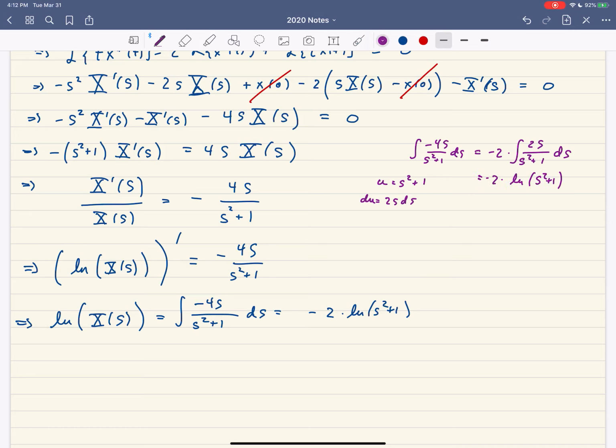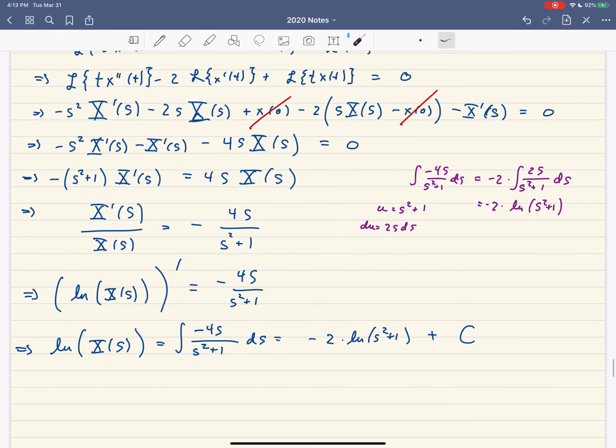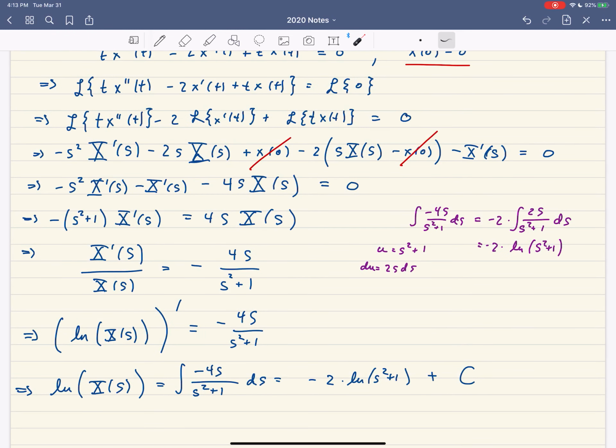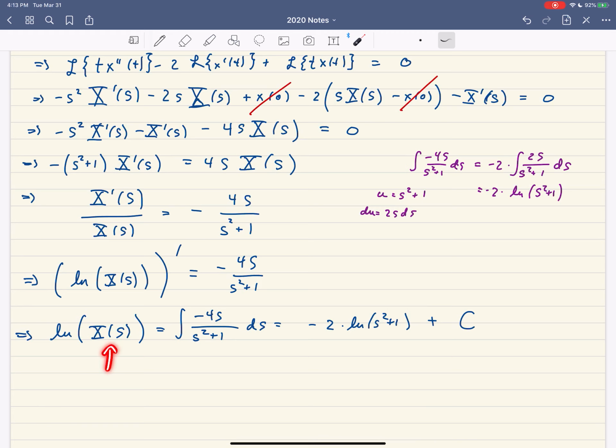Negative 2 natural log of s squared plus 1. And don't forget the plus c. Okay, that plus c will be important. Remember that our ultimate goal is to find little x of t. But we took the transform, and so that changes our little x's into big x's. So now our goal is to find capital X, and then once we have that, we'll take the inverse Laplace transform.